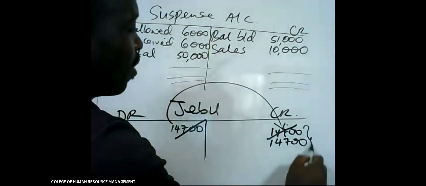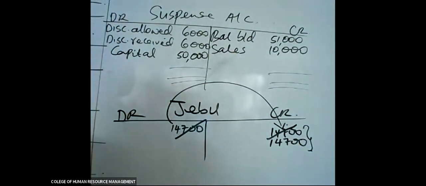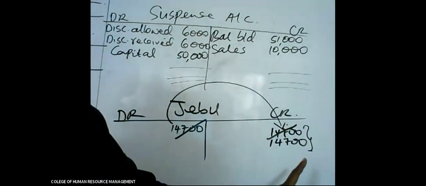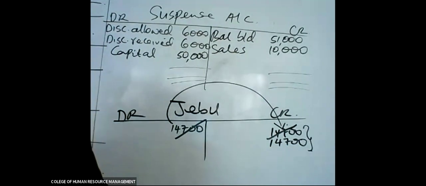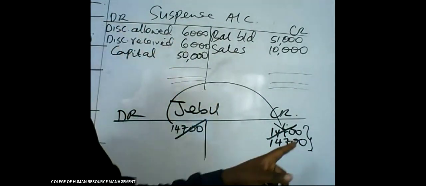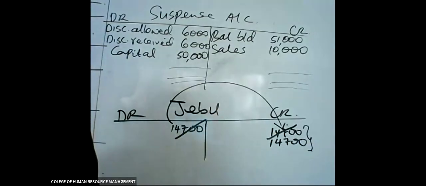So don't record it like this. Just multiply 14,700 times 2. You will get 29,400. You just put the figure 29,400. So don't put it twice like that. At the back of your mind, you know this 29,400, the first amount is for cancelling, the second one is for recording. The same case will apply for Amani.